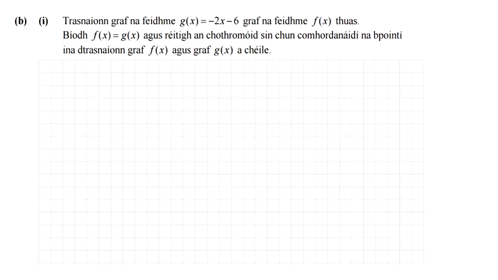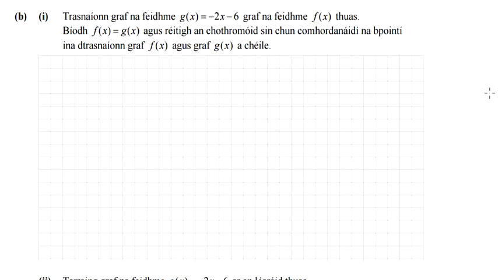On to part B. We're told that g of x, which is equal to minus 2x minus 6, intersects the function f of x that we have above. We're told to let f of x be equal to g of x and to solve this equation to find the points where the two functions intersect. So for our f of x, we have x cubed plus 2x squared minus 5x minus 6, and we're letting this be equal to minus 2x minus 6. So it's told us exactly what to do.